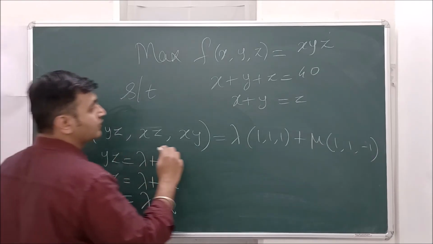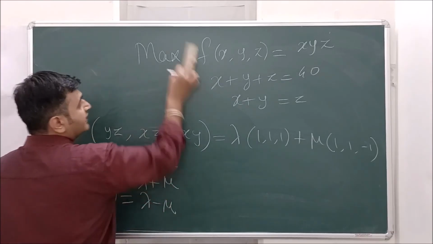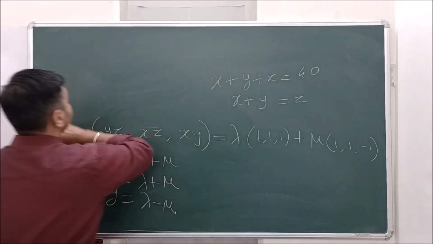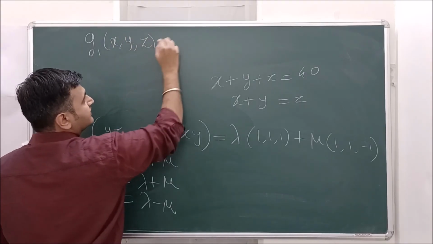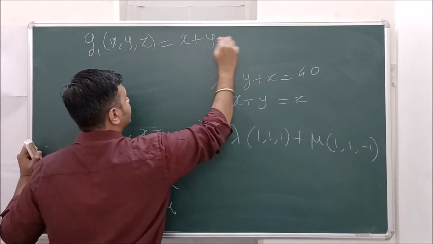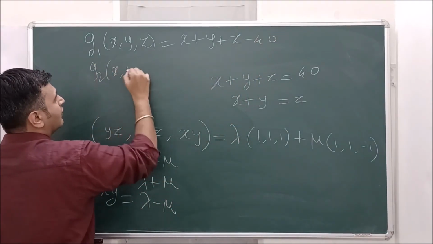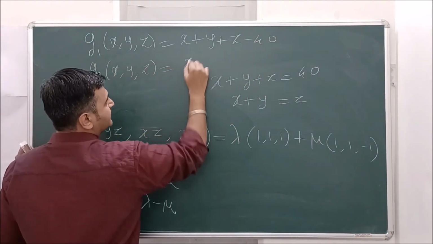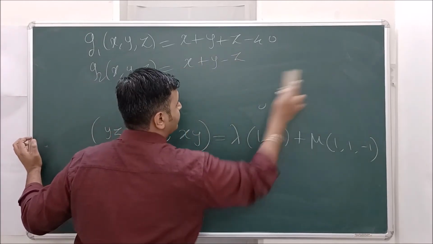And what are the two things you have? You have your g1 and g2. Okay, so I don't need this as of now. So what is your g1? g1 of xyz is nothing but x plus y plus z minus 40, and your g2 of xyz is x plus y minus z. This is your g1 and g2.